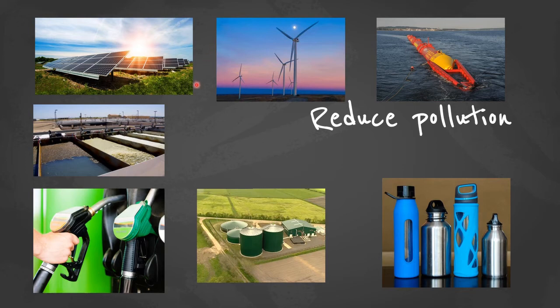And we can do this by stopping burning fossil fuels and using alternative non-polluting energy sources such as solar energy, wind energy, wave energy, biogas, hydroelectricity. We want to ban harmful insecticides and herbicides and replace them with biodegradable insecticides or use biological control where we introduce animals or predators into the environment to get rid of pests.